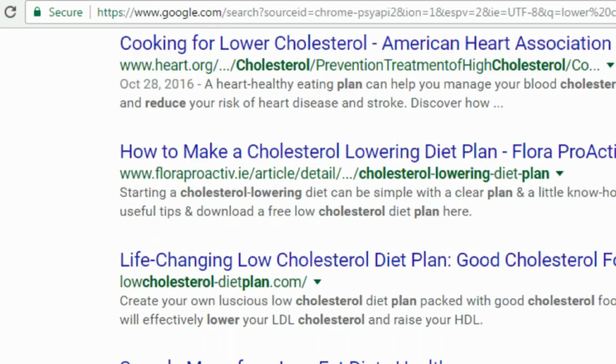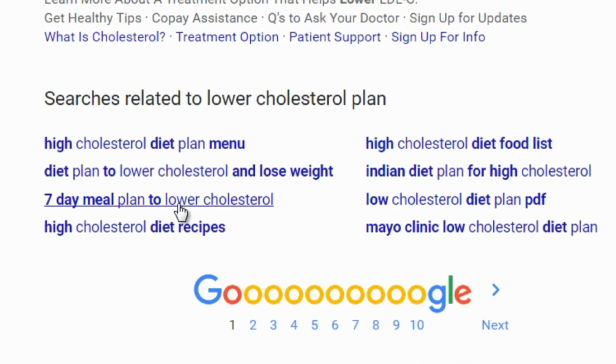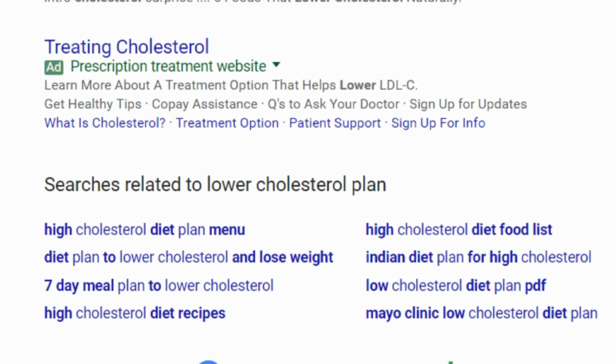Let's scroll all the way down to the bottom, and we can see that the plan consists of diet plans, how to lose weight. So losing weight can be a factor. And we can see Indian diet plan. We can see Mayo Clinic diet plan. So many different diet plans. What this allows us to see is the overall general idea, which is lower cholesterol.